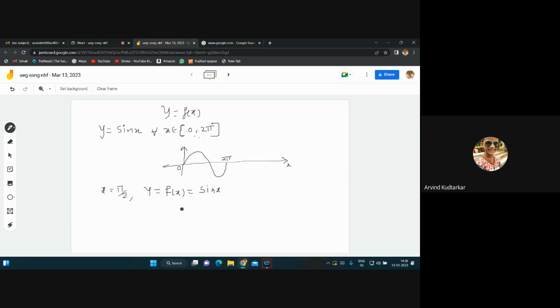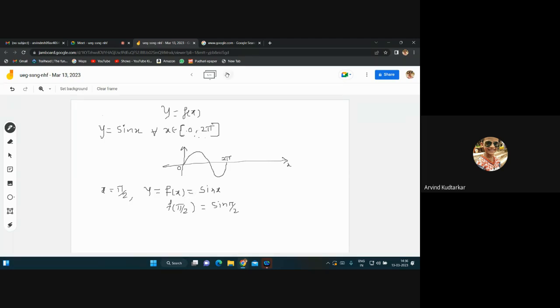So in this topic, you have to study how to find the value of the function at different values of the independent variable. Okay, so at x is pi by 2, what is the value of that function? So f of pi by 2 is sin of pi by 2, and sin of pi by 2 is 1. So in this interval, from 0 to 2 pi, we can take any value for x, and for every value of x we can get the value of the function.